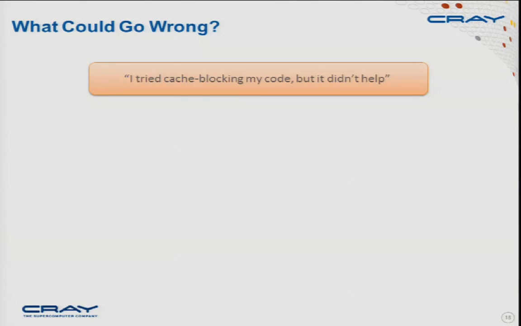So, what could go wrong with this? This is all perfectly obvious to you. You're ready to go home and try it on your code, and you're expected to go twice as fast, right? Well, I tried cache blocking in my code, and it didn't help. Why not?